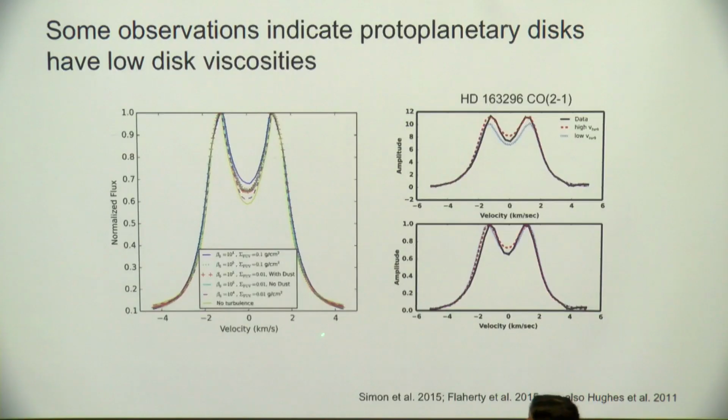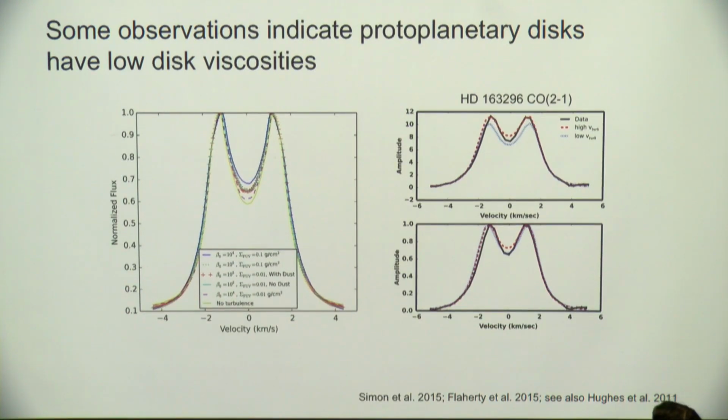On the left are the simulations where each of these lines corresponds to a different amount of viscosity in the disk, a different amount of turbulence. And the idea is that if you measure the difference between the peak and the trough in these line profiles, you can put constraints on the alpha parameter in these disks. And here's an example of how you do it with observations.